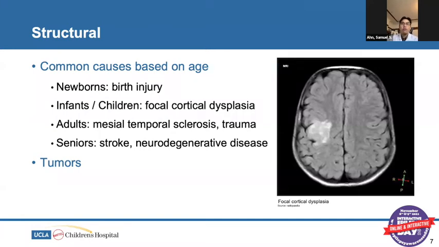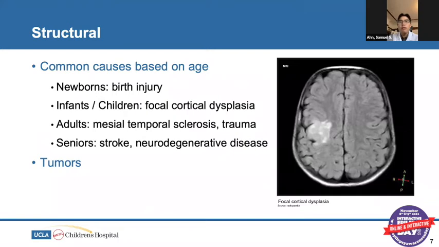Across all age groups, I would be remiss not to mention brain tumors as a potential cause for epilepsy or seizure disorders. And while the diagnostic workup and the treatment for brain tumors is drastically different, and involves a multidisciplinary team to care for a patient with a brain tumor, epilepsy may be one component, and we understand that tumors can be a cause for that.